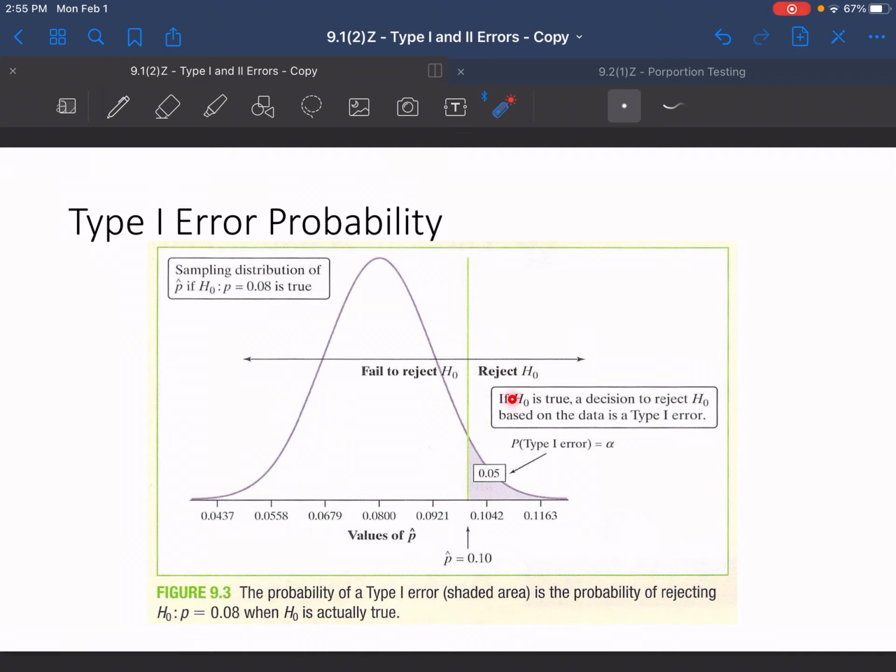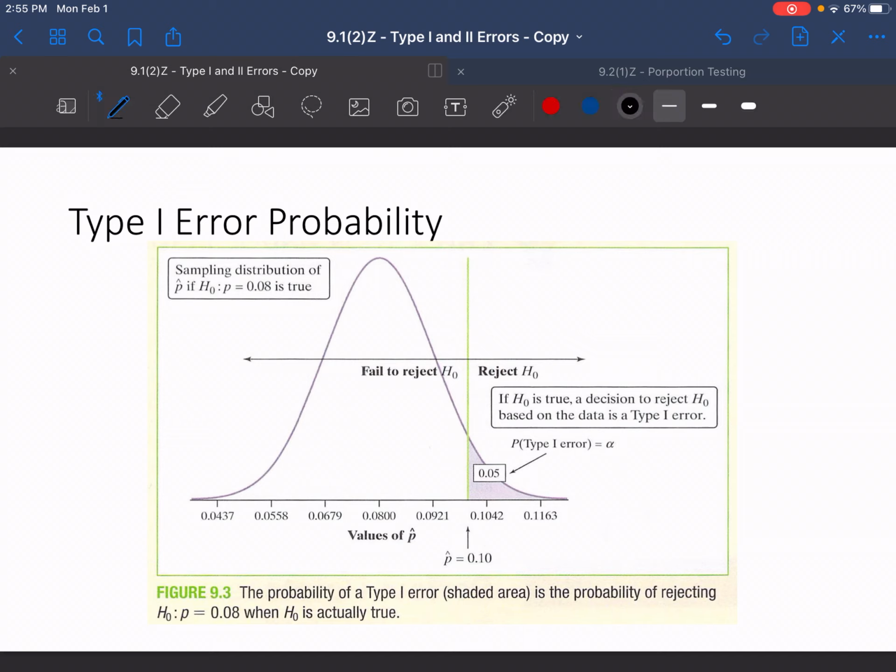So if our null hypothesis is true, then a decision to reject the null hypothesis based on the data is a type 1 error. This would mean that we would get a number that causes us to reject that true null hypothesis, and that's essentially the probability that we actually make that error. The probability that we make that error is controlled by the significance level value.